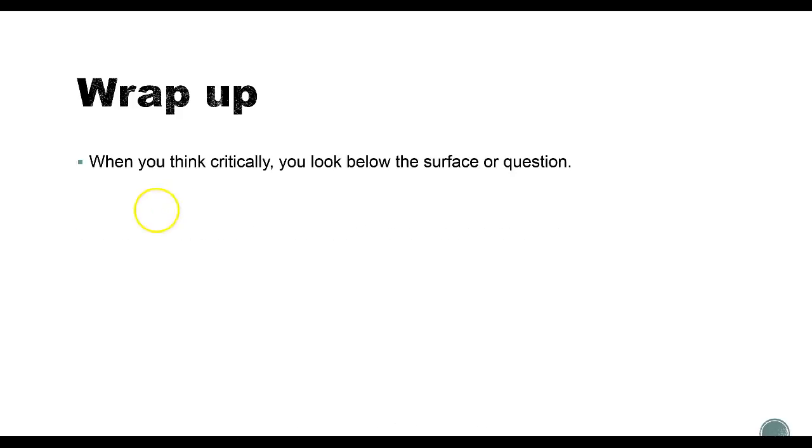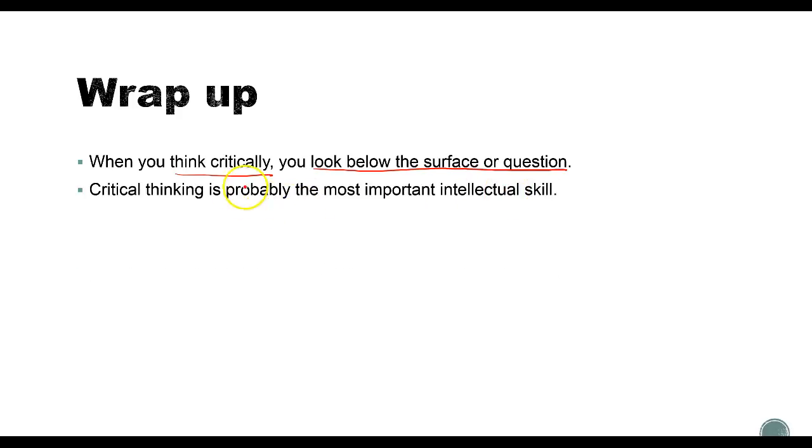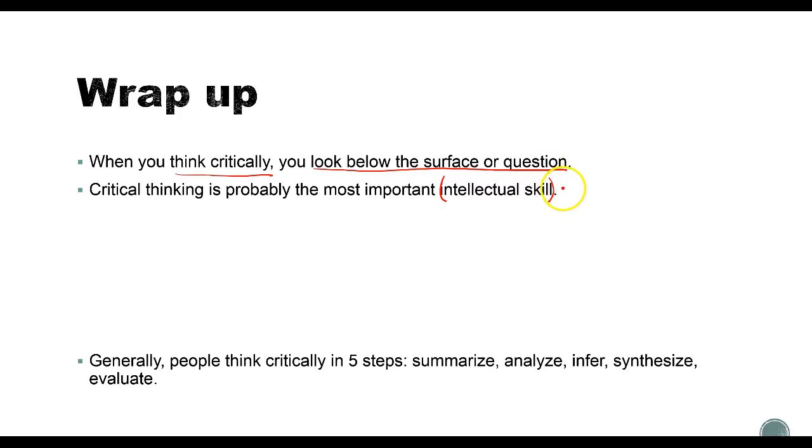So let's just wrap it up real quick with this lesson. When you think critically about something, what you're really doing is looking below the surface or questioning something to understand how it works. Critical thinking is probably the most important intellectual skill that there is. And like I said, I had a professor who told me it's really the whole point of college is to become better critical thinkers. Most employers, all employers, value critical thinking. So you want to be good at thinking critically.